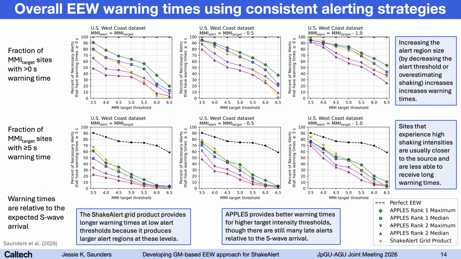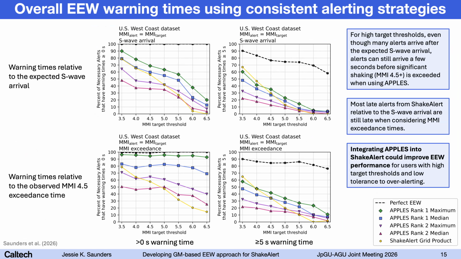We see greater improvements in warning times with Apple's when we switch from showing warning times relative to the S-wave arrival in the top row to warning times relative to when modified Mercalli intensity 4.5 is exceeded in the bottom row. We see that for higher target thresholds, even though many alerts arrive after the S-wave, alerts can still arrive a few seconds before significant shaking is exceeded when using Apple's, while alerts from ShakeAlert still tend to be late. And once again, this highlights where Apple's could really improve early warning performance more generally if we integrate it into ShakeAlert, especially because ShakeAlert has technical users that have high target thresholds and use high alert thresholds.